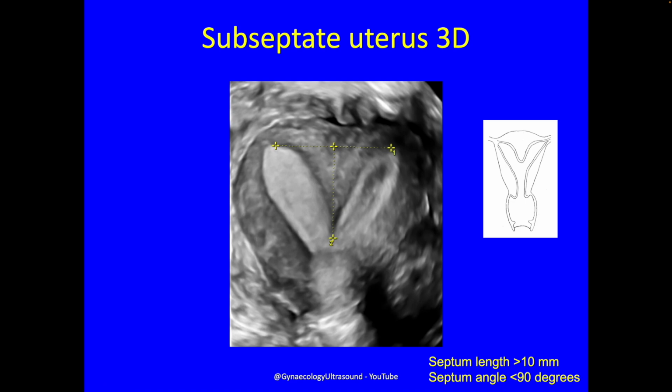This uterus is subseptate. Again, the same convex uterine fundus. You've got a bigger dip now in the endometrial cavity, so you end up with two horns. This dip has to be more than 10 millimeters, and this angle here less than 90 degrees. This is a subseptate uterus because the septum doesn't go all the way down to the cervix.